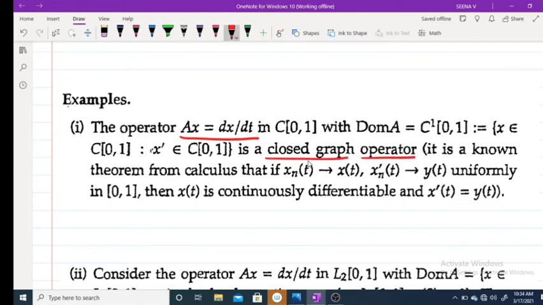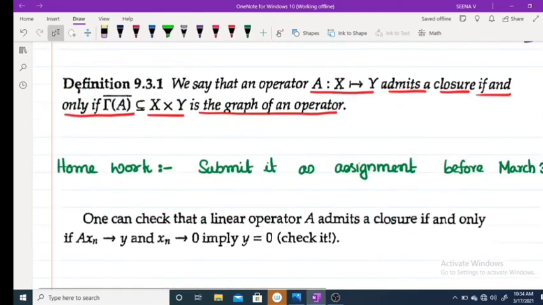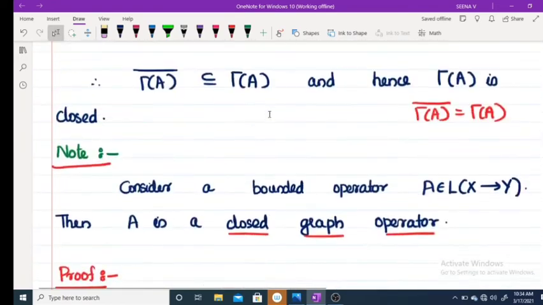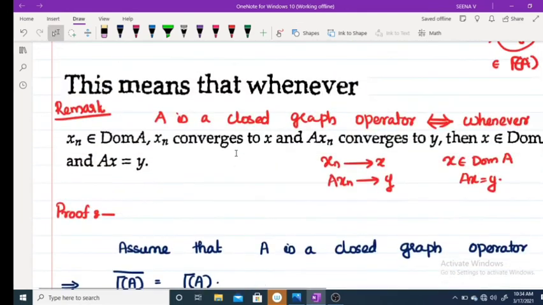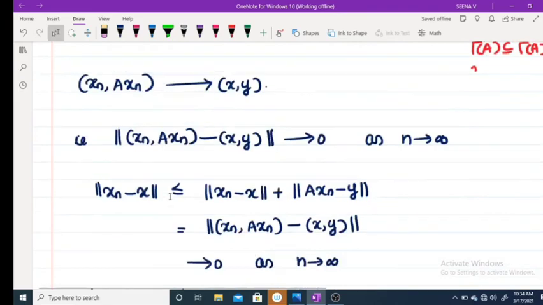For this, what do we have to prove? To prove this is a closed graph operator, we have to prove this result once again: xn belongs to domain of A, xn converges to x, Axn converges to y implies x belongs to domain of A and Ax equal to y. This is what we have to prove.